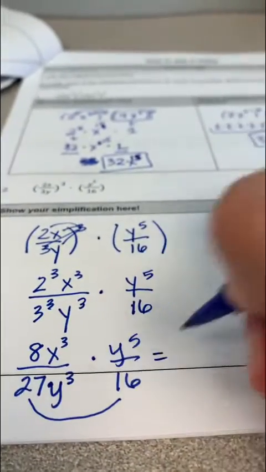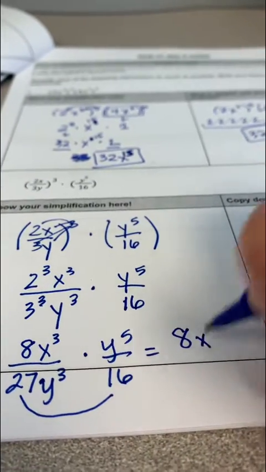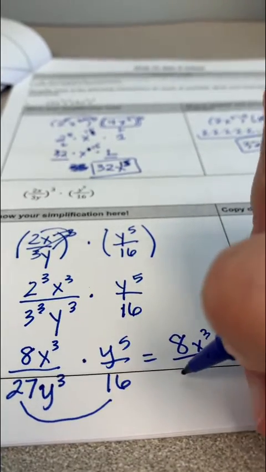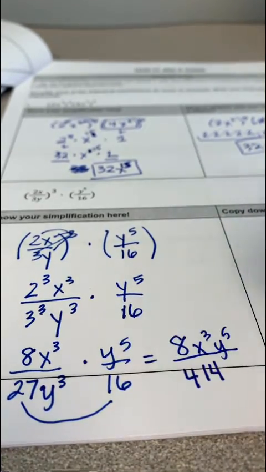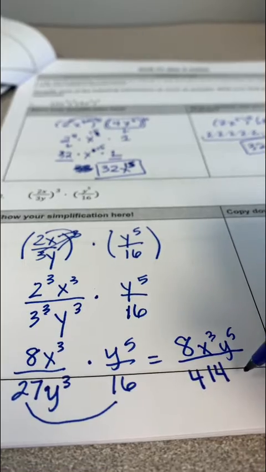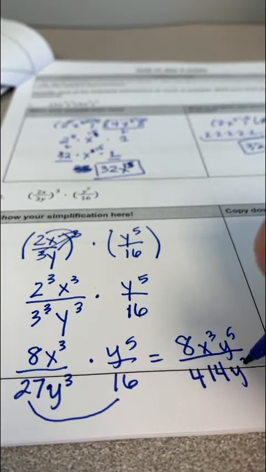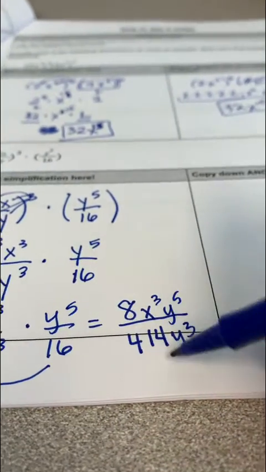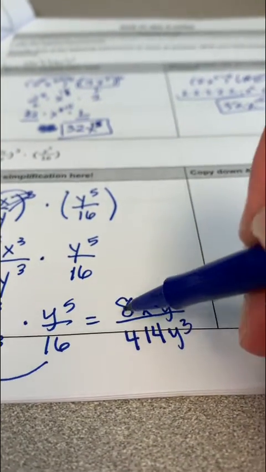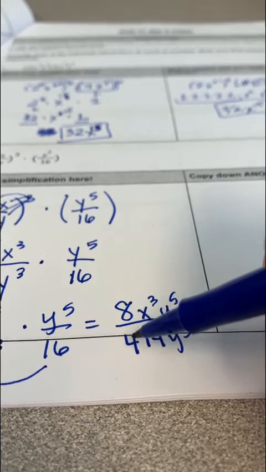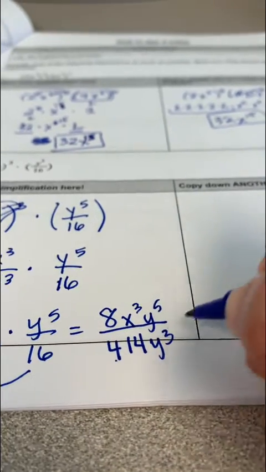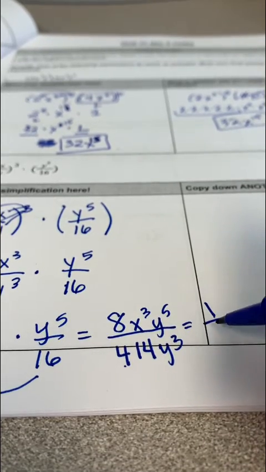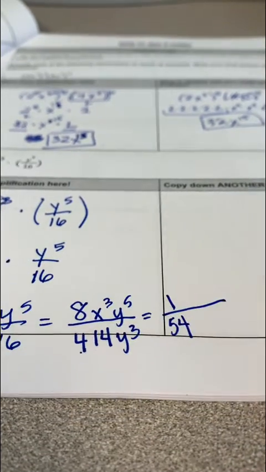All right, so I got 8 on top. I have 8 x to the 3rd, y to the 5th, and then 414 y to the third. Now, this brings us to our other problem. We've got to simplify these. So as a fraction, you want to simplify 8 with a 414. And I believe that's 1 over 54.